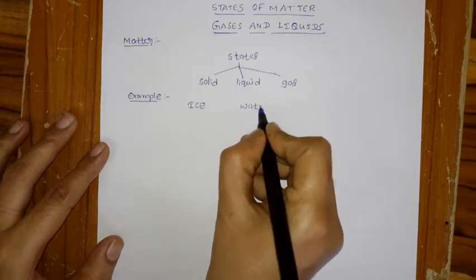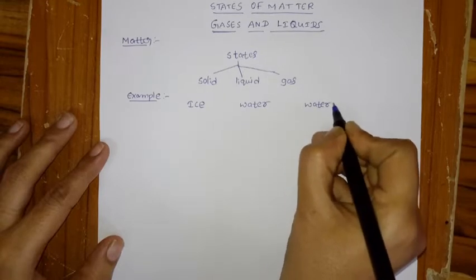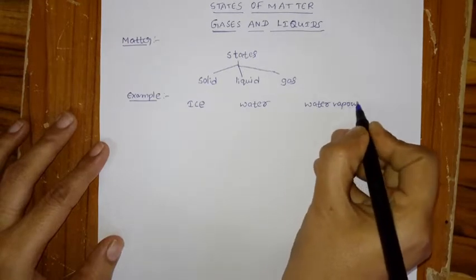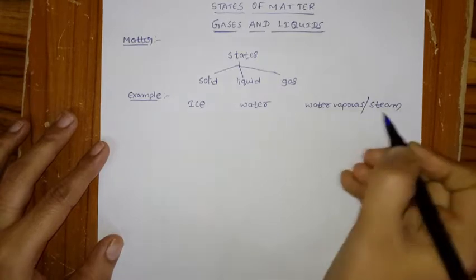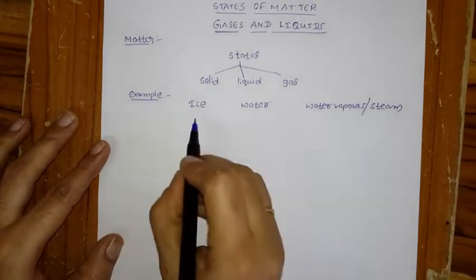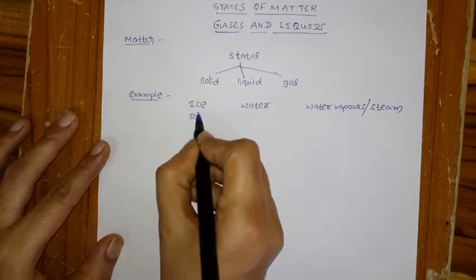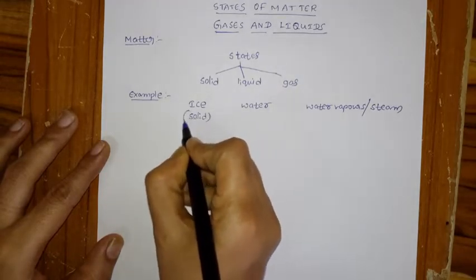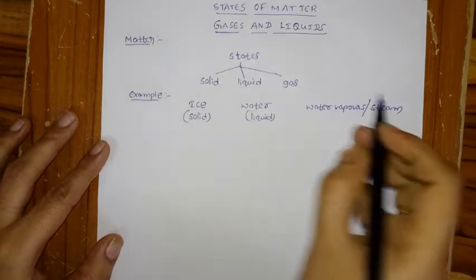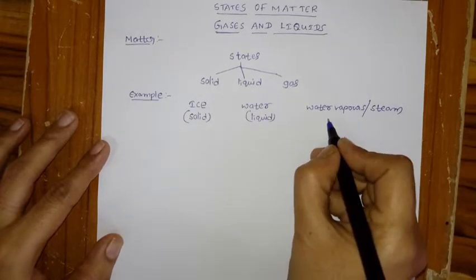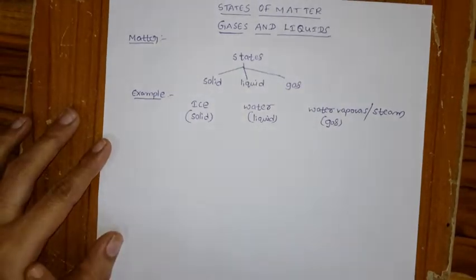water and water vapors or steam, here we have the three states of matter. Ice is present in the solid state, water is present in the liquid state, and water vapors or steam are present in the gas state.